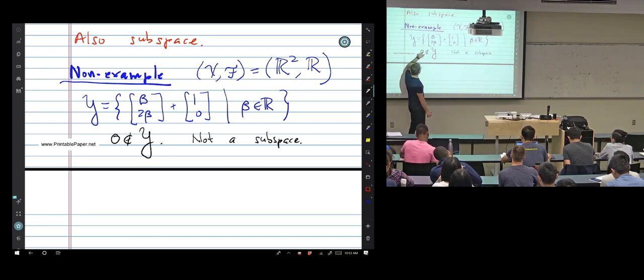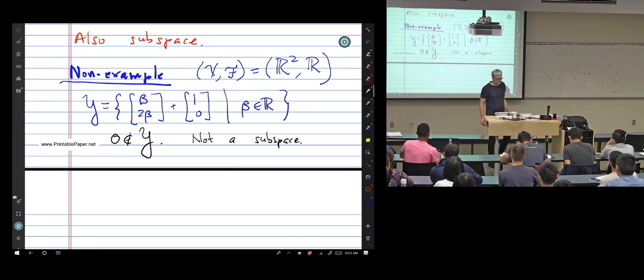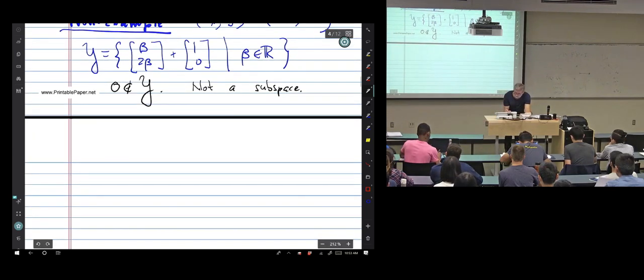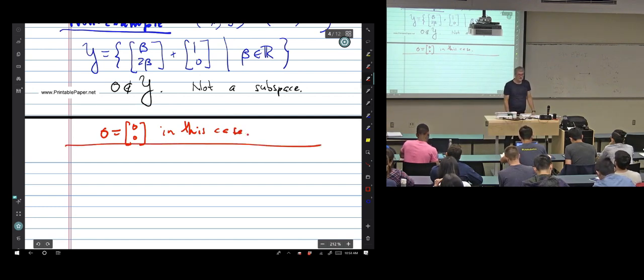So I can't write 0 as some constant plus 1, 0, because if I put the constant here, it's 0, then this is 0, and I get a 1. So 0 is not in there. And note, 0 is 0, 0 in this case. Okay.